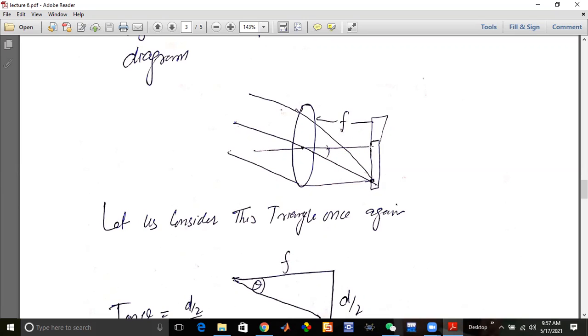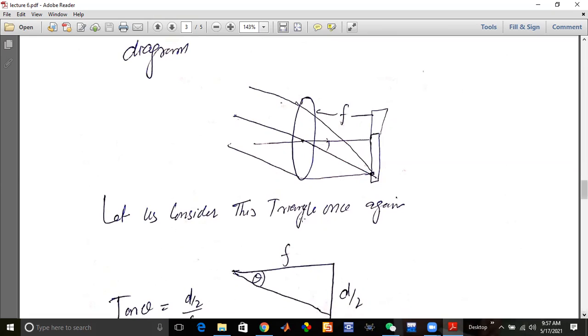The distance from this point to this point is f, and the distance from this point to this point is d by 2. So here we have redrawn the triangle. This is theta, this is f, and this is d by 2. So tangent theta is d by 2f, and theta is equal to tangent inverse of d by 2f.